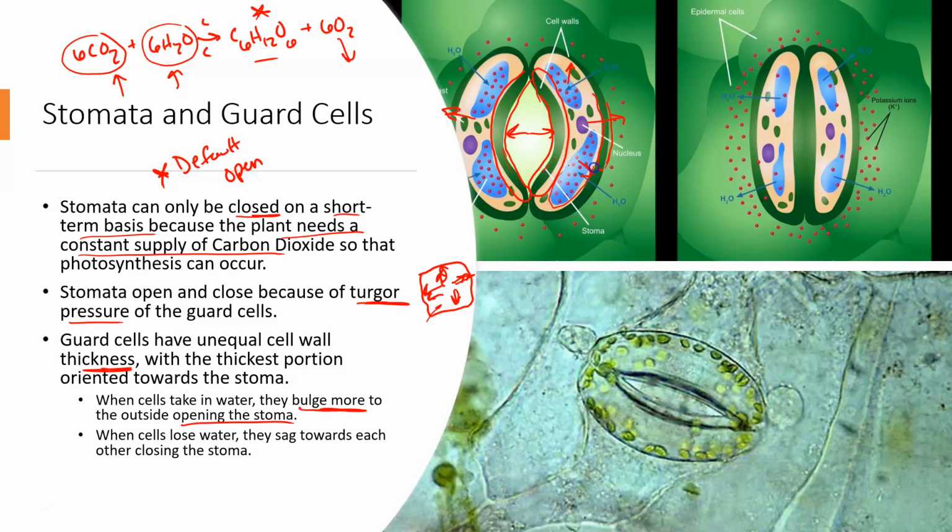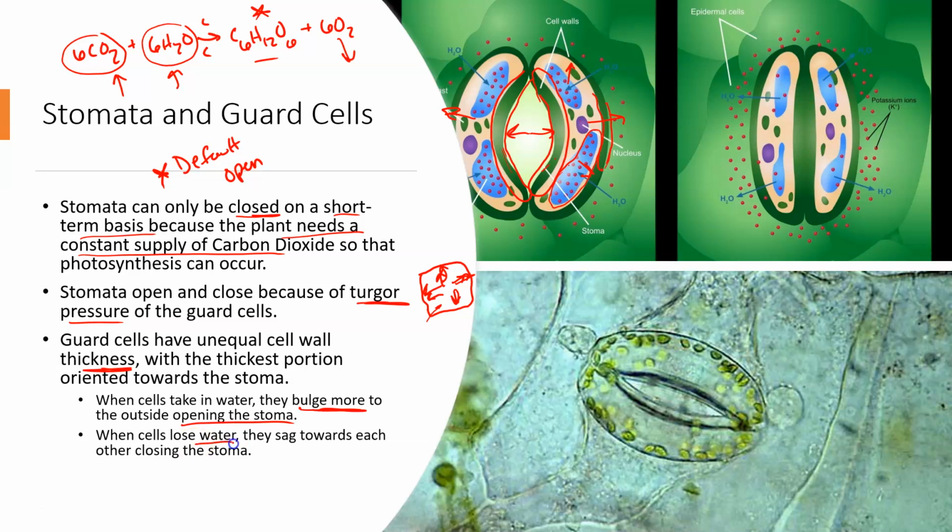You can see that these vacuoles are a lot bigger because there's a lot more water in these, which correlates to the stomata being open, whereas in this picture, these vacuoles are much smaller. There's much fewer water molecules, and so because there isn't as much turgor pressure, they're not pushing on these walls, and the stomata closes.